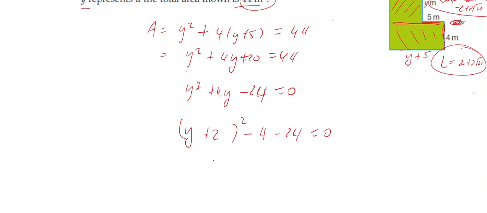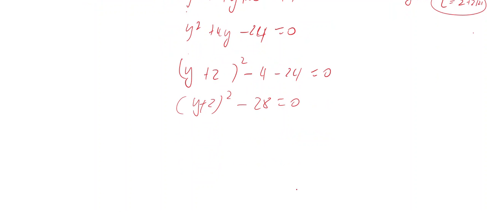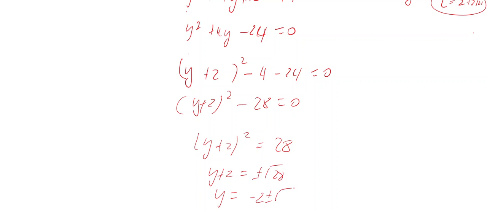Then we've got y plus 2 squared minus 28 equals 0. Okay, I'm going to solve it the easy way because I'm going to move the 28 to the other side. And we've got, we square root both sides. So plus or minus root 28. y equals negative 2 plus or minus root 28.